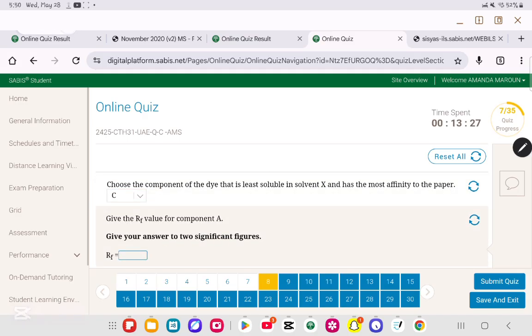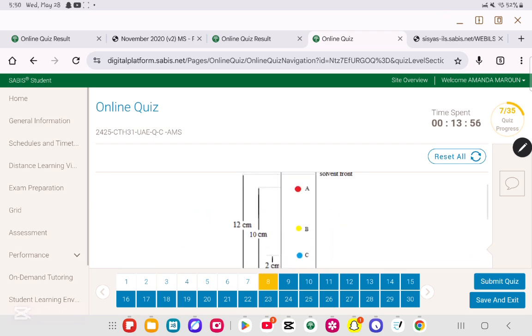Give the RF value for component A. How do we find the RF value? Very simply, to find the RF value, it's gonna be the distance traveled by component A. So for example, this is the distance of component A over the distance to the solvent front. So component A, we need to find its distance from the baseline. Very, very important.